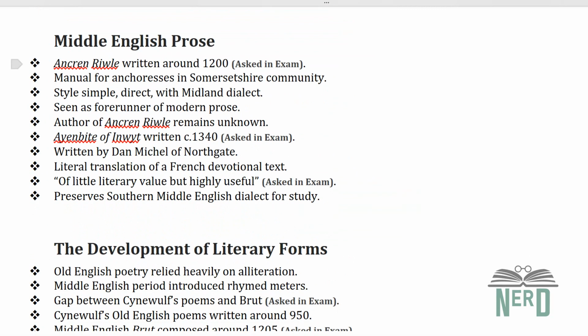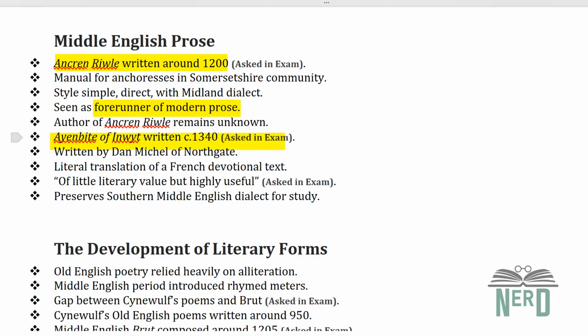Two key works mark the rise of Middle English prose. First, Ancren Riwle, or The Rule of Anchoresses, written around 1200 for a small religious community of women in Somersetshire. It is one of the earliest Middle English prose texts. Its style is simple and matter of fact, with traces of the Midland dialect. Though the author is unknown, it is often seen as a forerunner of modern English prose.